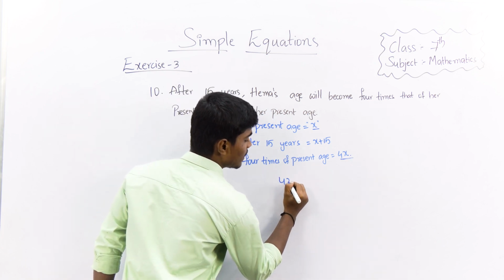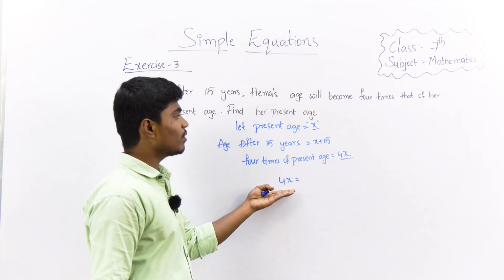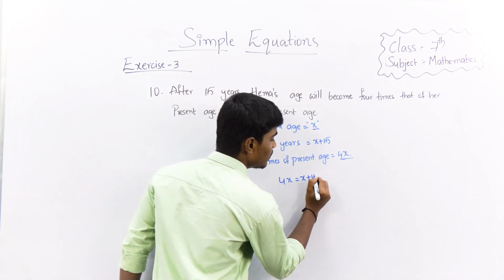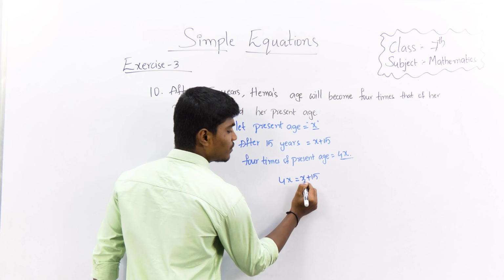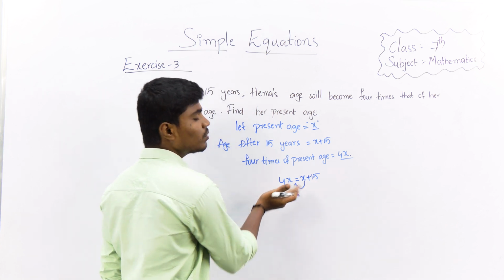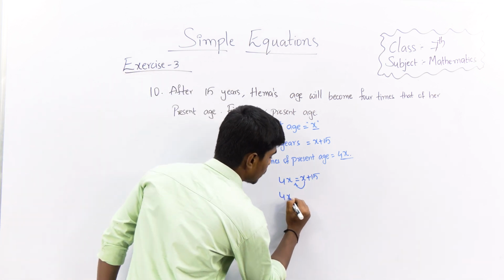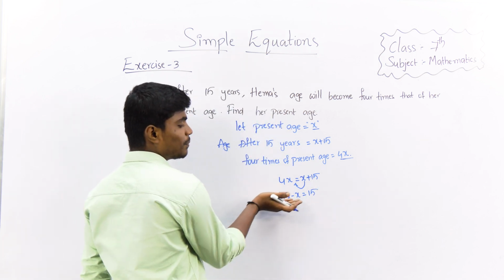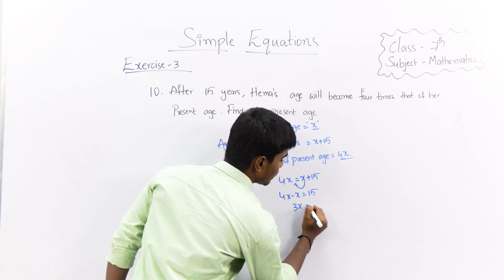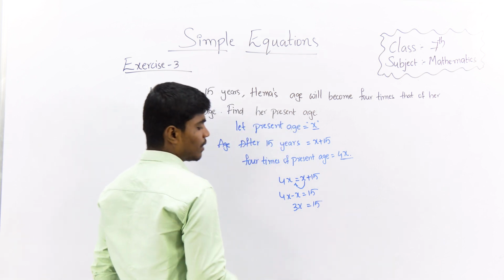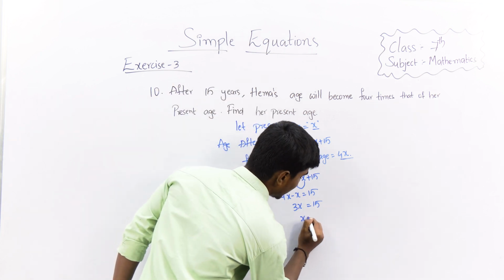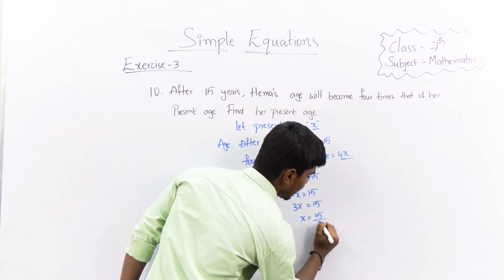So 4x is equal to, the age is equal to x plus 15. So 4x is equal to x plus 15. We move x from the right side to the left side. So 4x minus x is equal to 15. 4x minus x is 3x, which is equal to 15. We move 3 from the left side to the right side. So x is equal to 15 by 3.